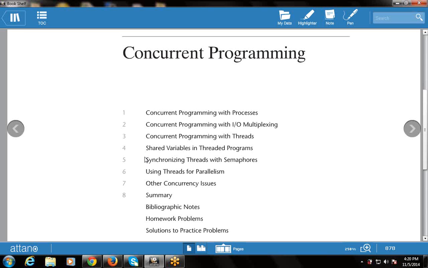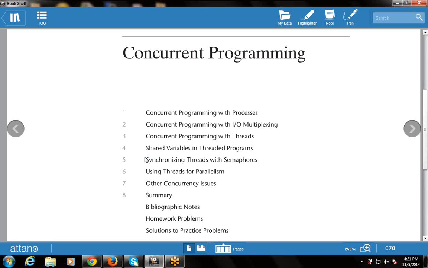That is, if there are four processes and all four processes are executing at the same time, that is known as concurrent. So concurrent programming means more than one program is used in a concurrent way. These are the 8 topics available in this chapter.